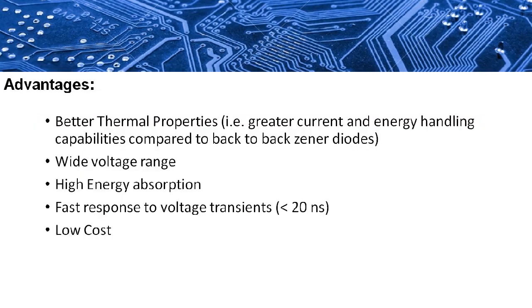The advantage of the varistor is that it has better thermal properties, meaning it has greater energy handling capability than other transient protection devices like Zener diodes, and it is bidirectional. It has a wide voltage range, higher energy absorption capability, fast response to transients, and it is low cost.